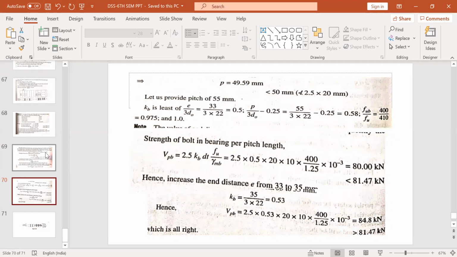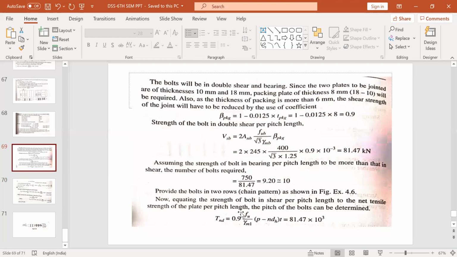See why we did all these things. You have to understand this thing here. You could have taken any pitch. You could have taken 40 mm also. But without making this calculation, you know the minimum pitch is 50 mm. For a 20 mm diameter bolt, the minimum pitch that you are providing is 50 mm. All right.